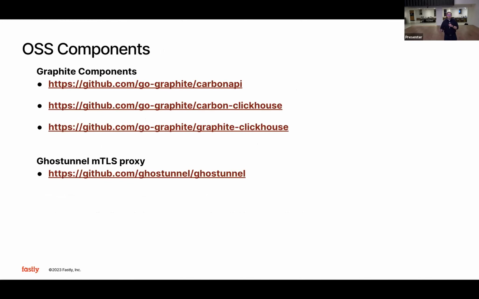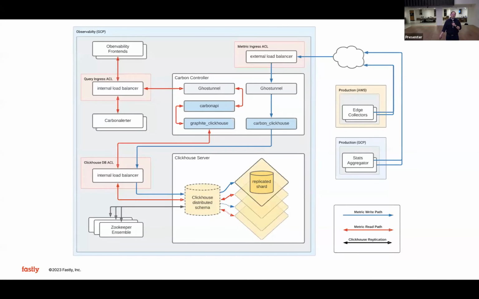So the moment you've been waiting for, my terrible block diagram, but let me walk you through this. Essentially on the right-hand side, we've got data that's coming in from a variety of sources. Some of this is our stats pipeline. Some of this is our edge collectors from bot detection and telemetry, and they're in various environments. And we're pumping this through into our cloud project. We are running in GCP for this implementation.